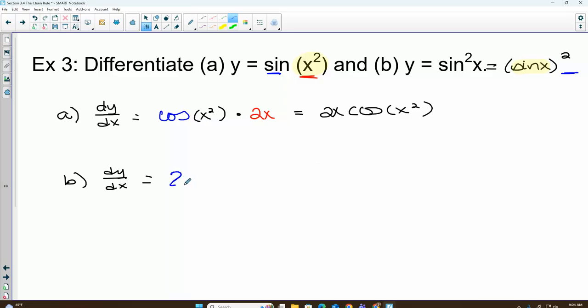Chain. So the 2 comes down, inside stays the same. Subtract 1 from the power, so now that's just to the first, times derivative of the inside. The inside is my sine x. What's the derivative of sine x? So that's just 2 sine x cosine x.